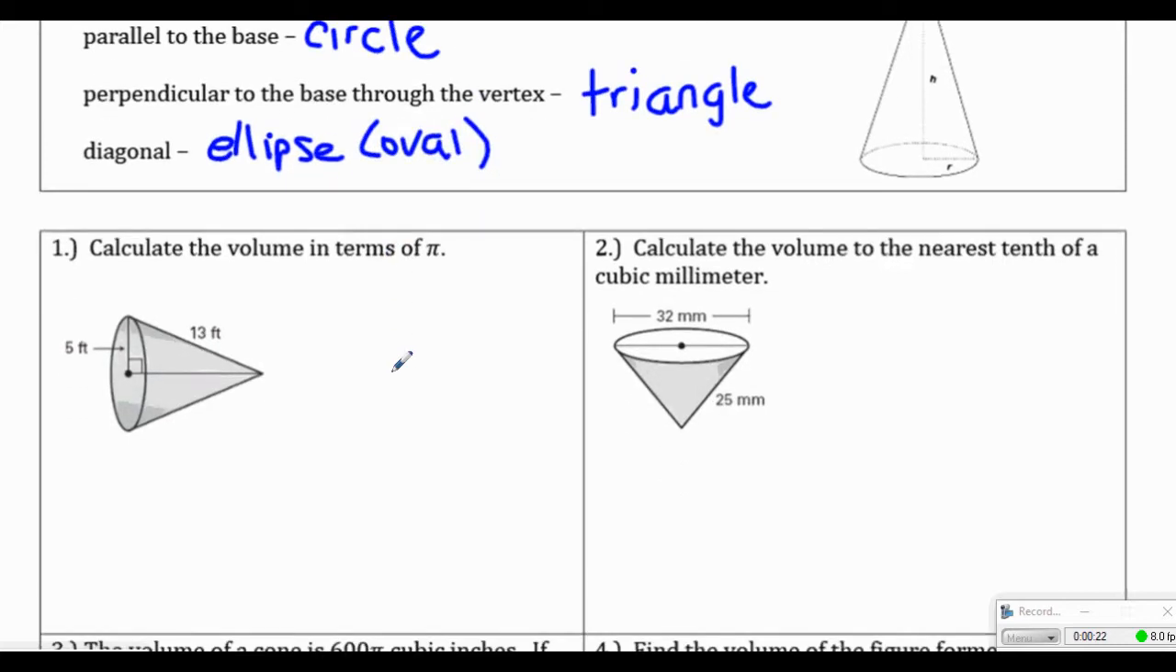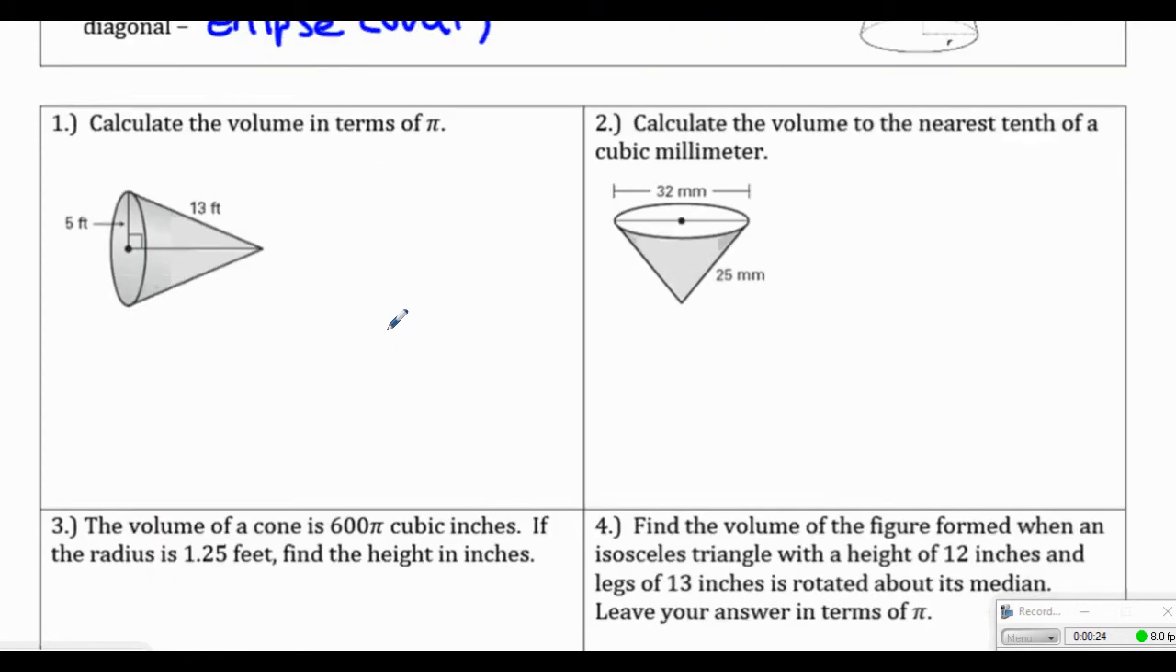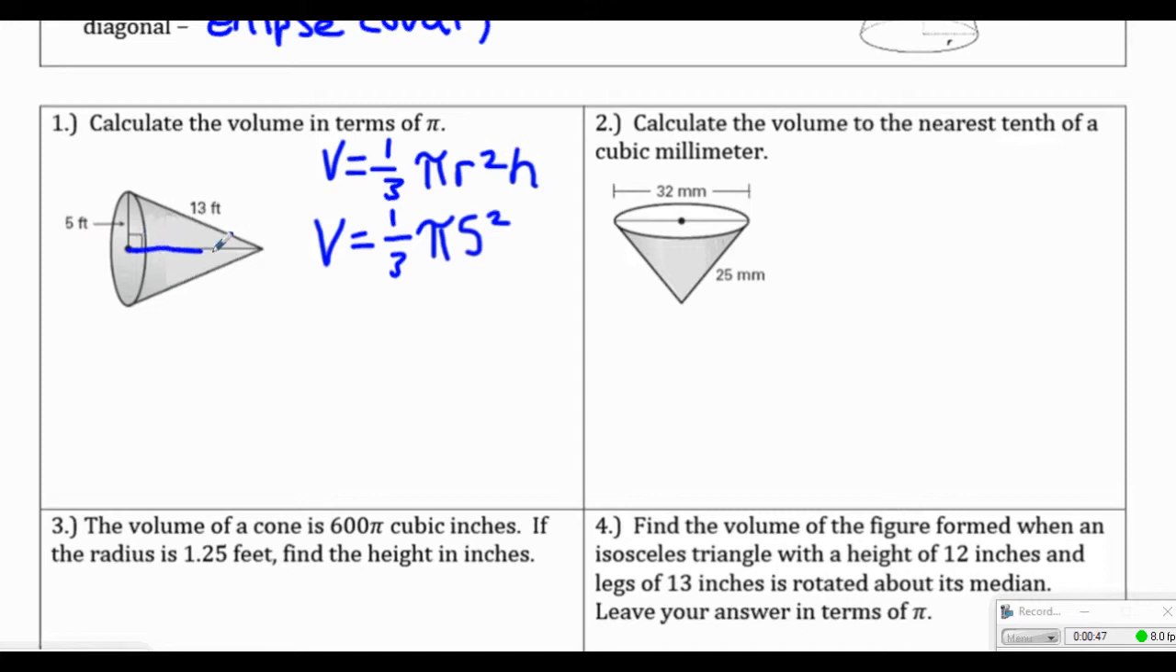Now the volume of a cone, it's right on your reference sheet. It's 1/3 of a cylinder. So the formula is 1/3 pi r squared h. Okay, so in number 1 here, let's calculate it in terms of pi. The radius is 5. We already have it right here. And the height is not 13, actually. The height is from the center point of the circle straight up through the vertex. So we actually don't have the height right now.